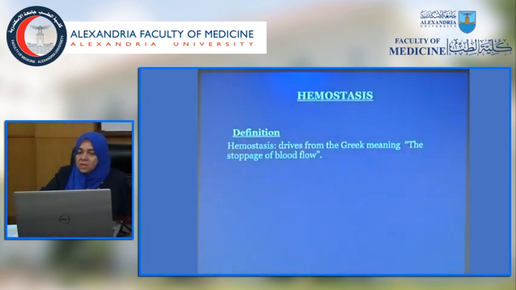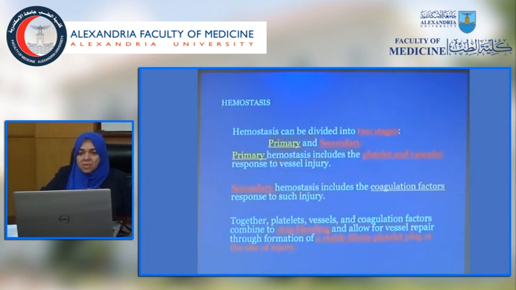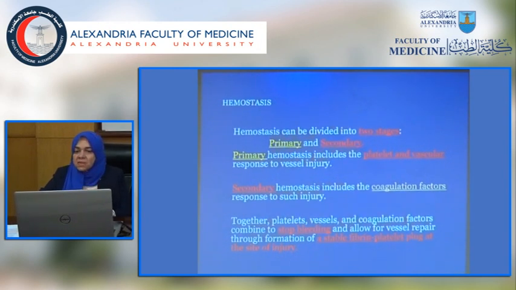Hemostasis derives from the Greek meaning, which means the stoppage of blood flow. For hemostasis to occur, it can be divided into two stages, primary and secondary. Primary hemostasis includes the platelet and the vascular response to vessel injury. Secondary hemostasis includes the coagulation factor response to this vessel injury. So together, platelets, vessels, and coagulation factors combine to stop the bleeding and allow for vessel repair through the formation of a stable fibrin platelet plug at the site of the injury.